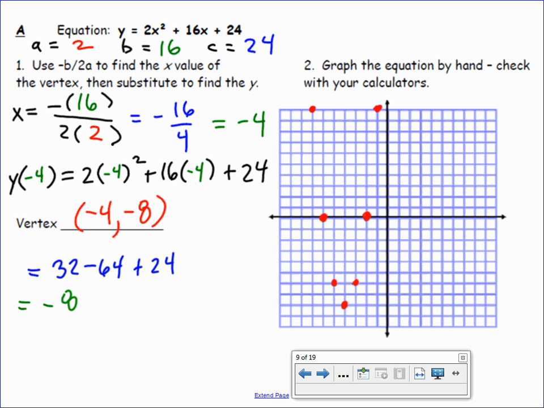How in the world are we getting those points? We're comparing it back to my parent function: 0, 0, 1, 1, 2, 4, 3, 9. I'm squaring my x values to get the corresponding y coordinates. Here I'm doubling those vertical changes.